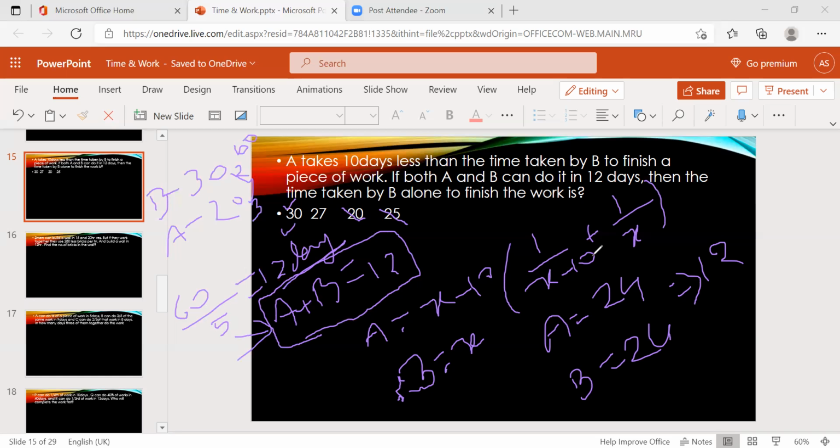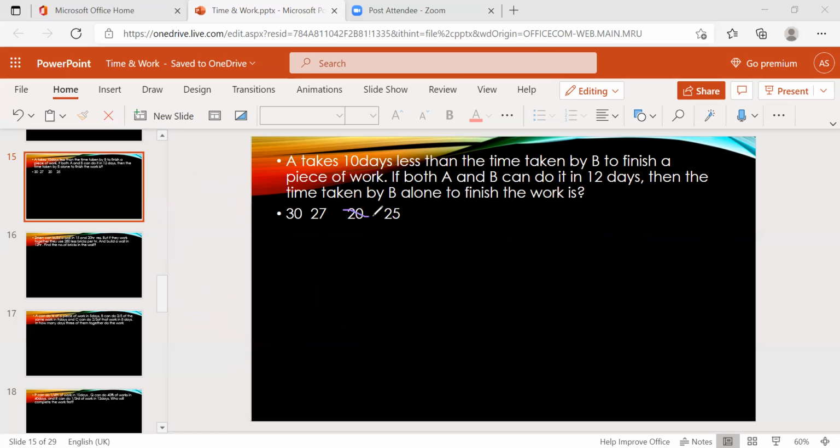Clear? If you're solving this in the normal method, x into x square minus 10x equal to 12, then you can get the same answer. But instead of this, you can solve by using the options. How? One more time. More than 24, so 25 is eliminated. So remaining is 30, 37.